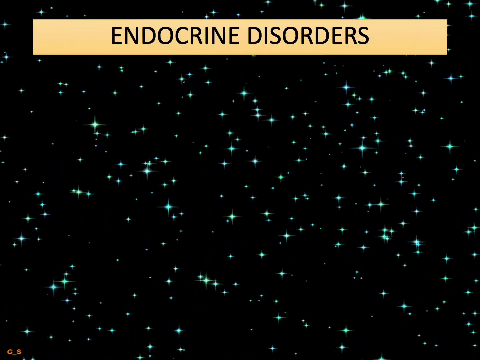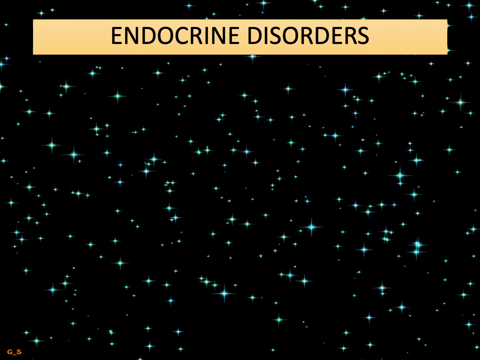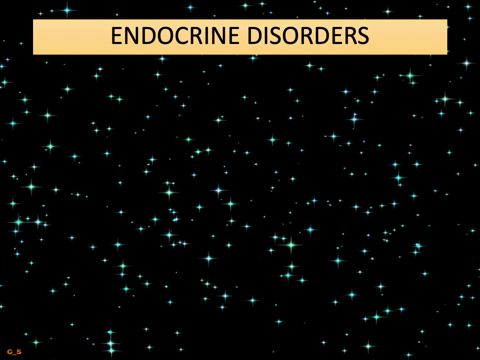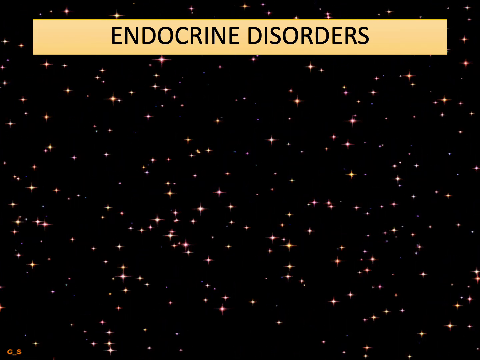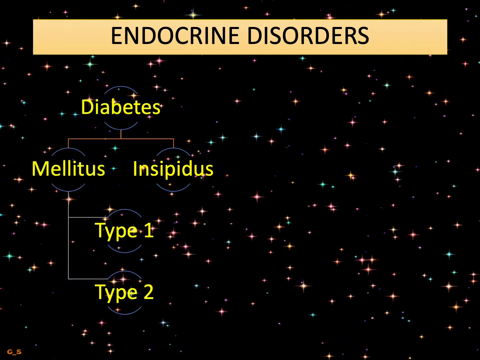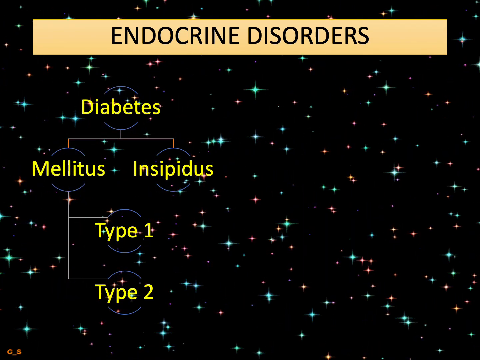Moving on to endocrine disorders. The most common endocrine disorder is diabetes. It is an extremely important disease from a periodontal point of view. Two forms of diabetes are known: diabetes mellitus and diabetes insipidus.